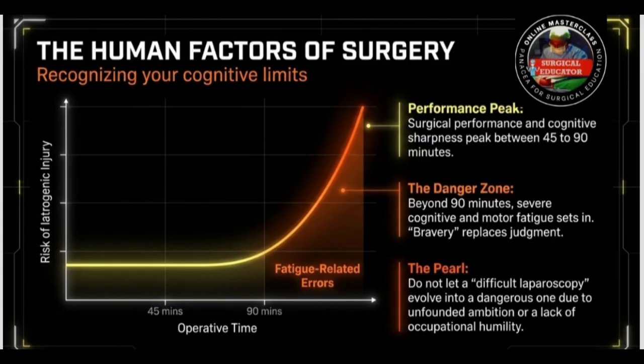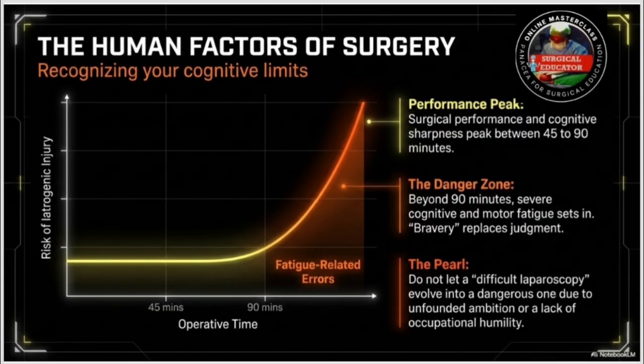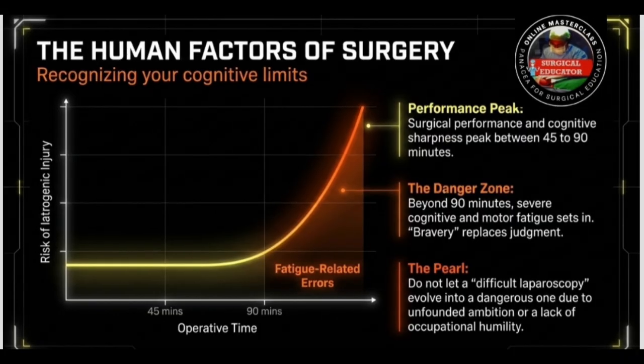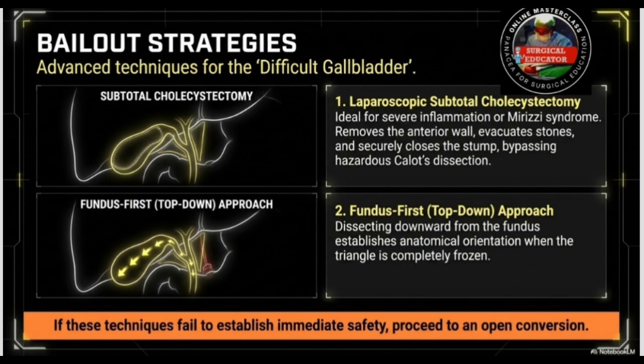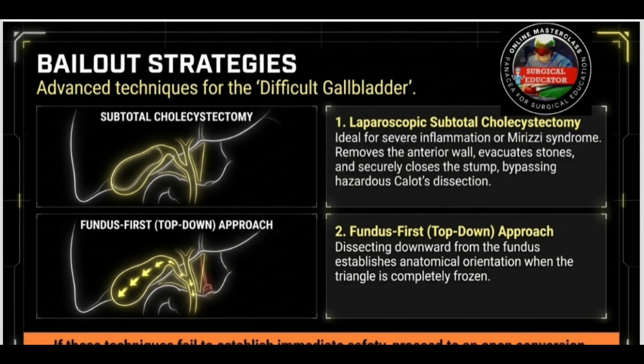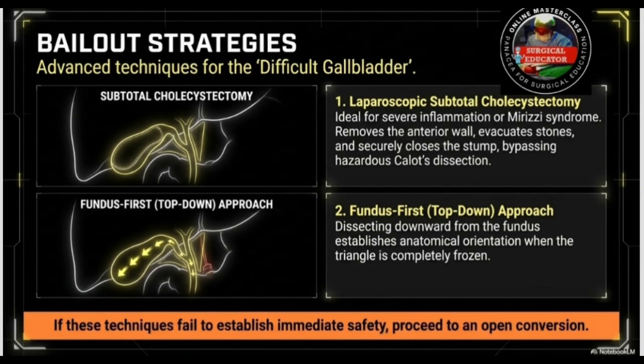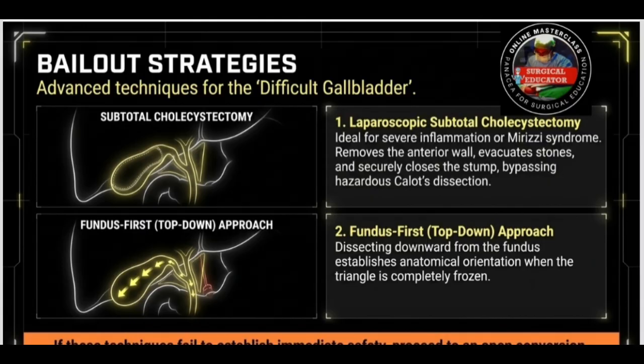Profound. But what if they recognize the danger at minute 35, but an immediate open conversion isn't the only option? Let's look at slide 12, bailout strategies. We have two primary approaches for the difficult gallbladder. Yes, advanced techniques if standard dissection fails. First is the laparoscopic subtotal cholecystectomy. Ideal for severe inflammation or Mirizzi syndrome. You remove the anterior wall, evacuate stones, and close the stump, bypassing Calot's triangle entirely.